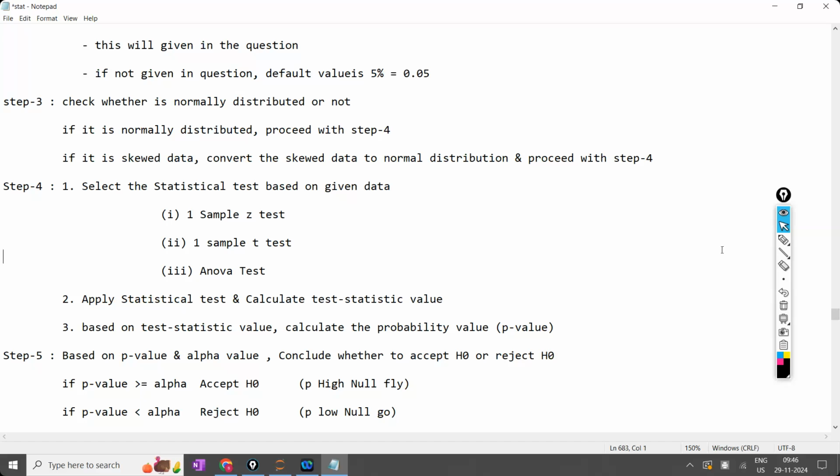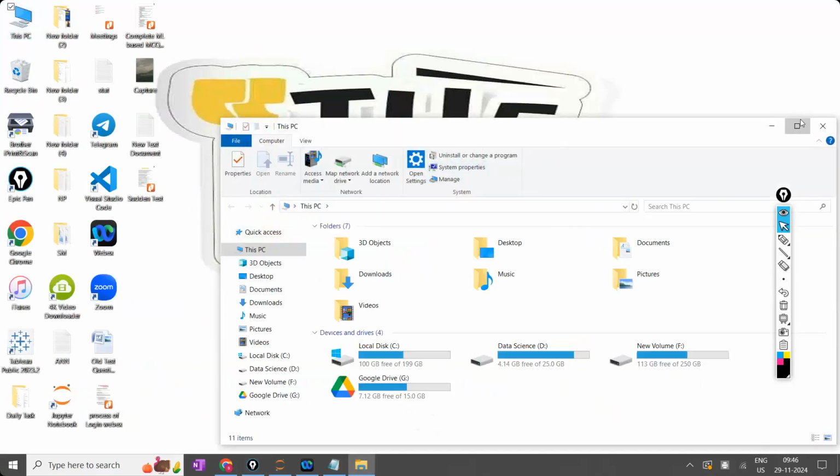So, what is the first step in this hypothesis test? What is the first step in hypothesis testing? First we have to formulate the null and alternate hypothesis. That is step one. How to formulate the null and alternate hypothesis, and what is a hypothesis? What is the meaning of hypothesis? So let's understand in detail one by one, step by step here. Now, hypothesis testing.